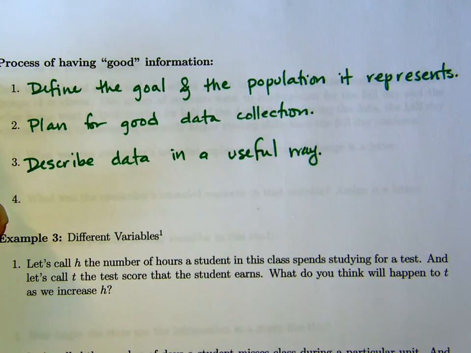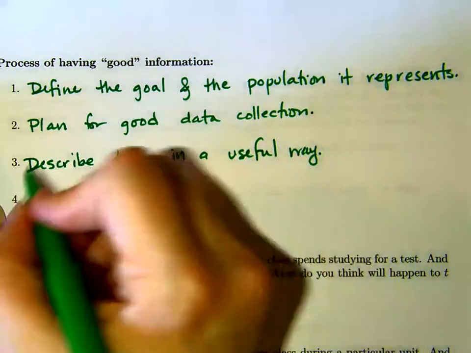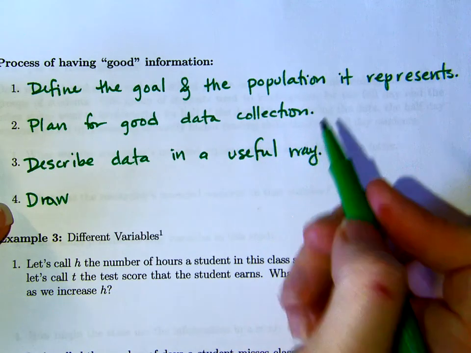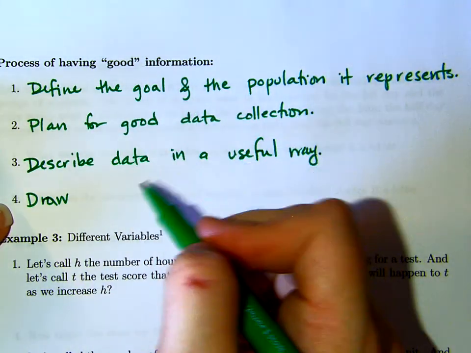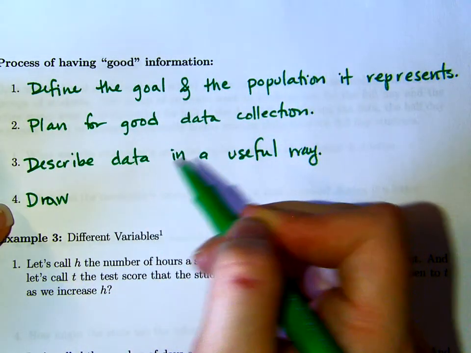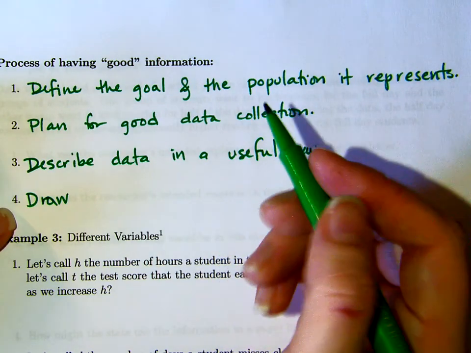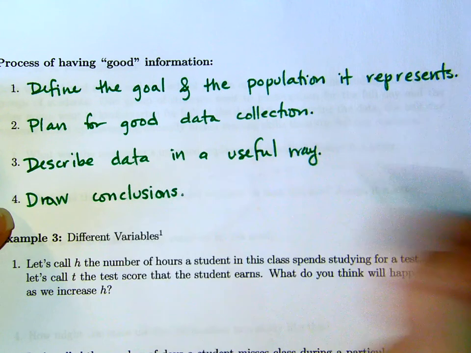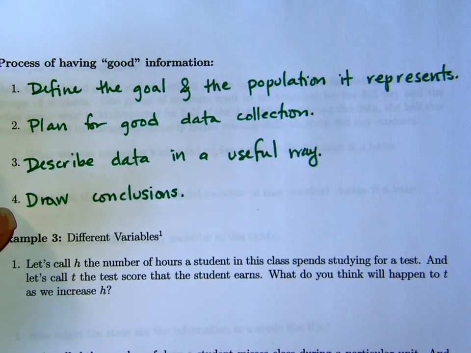And then 4th, draw conclusions. Or sometimes a conclusion is that something happened back here and there was a mismatch and we didn't do good data or something, and that's an actual conclusion in its own right. So draw conclusions. Maybe repeat this process.